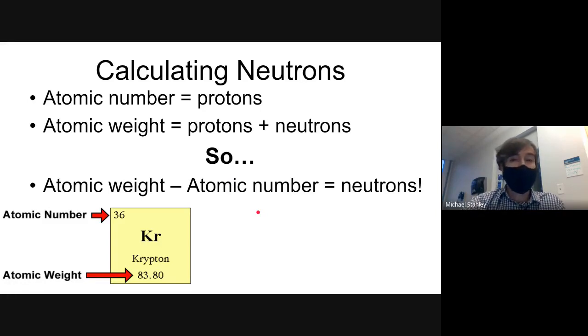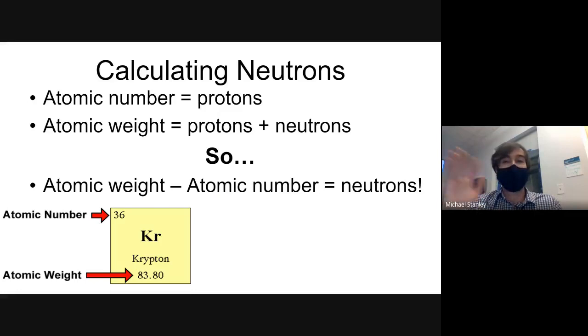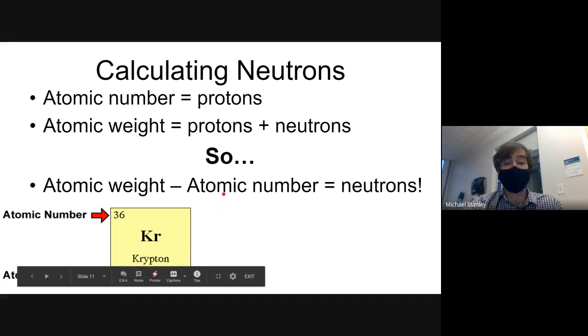So, if we go back to our krypton example, the atomic number is 36, and the atomic weight, a lot of times you'll see on periodic tables, atomic weights will have big decimals after them. For this class, we're just going to round the atomic weights whenever we're calculating neutrons. So even though the precise atomic weight of krypton is 83.8, we'll say that it's about 84. So our atomic number is 36, and our atomic weight is 84.